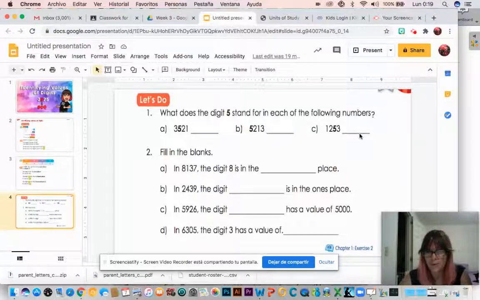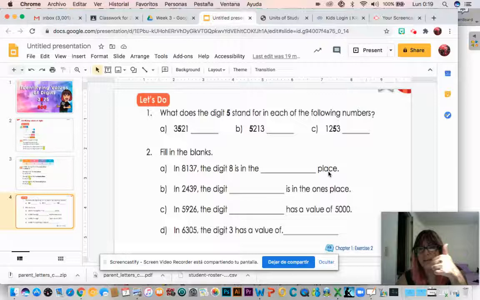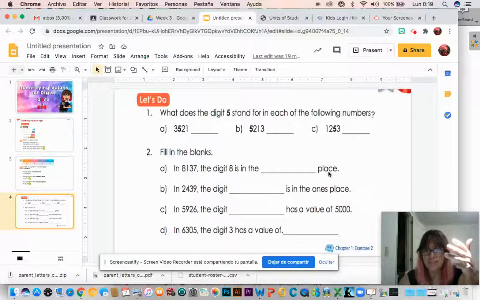What's the value? Okay? Now fill in the blanks. In this number that they tell you here, 8,137, the digit 8, so you look only at the 8, is in the blank place. So remember, when they ask you the place, you say ones, tens, hundreds, thousands. You don't say 800, 8,000. No, no, no. Here is not the value. It's just in which place it is, okay?